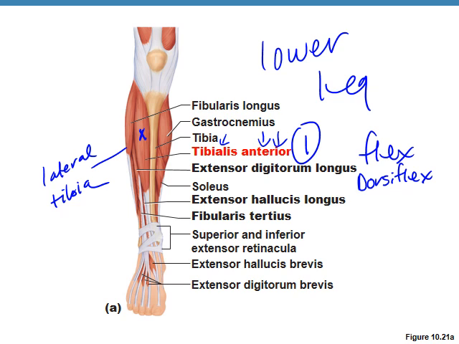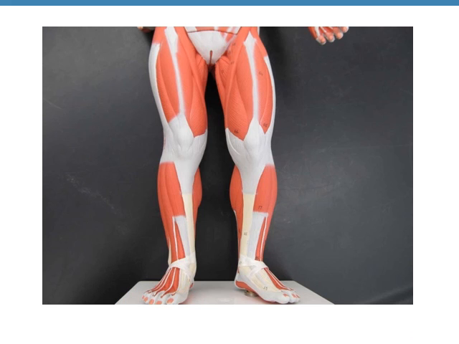So that heel strike motion, lift your toes up. The location on the model, it would be this muscle here and here. This would be the tibialis anterior.